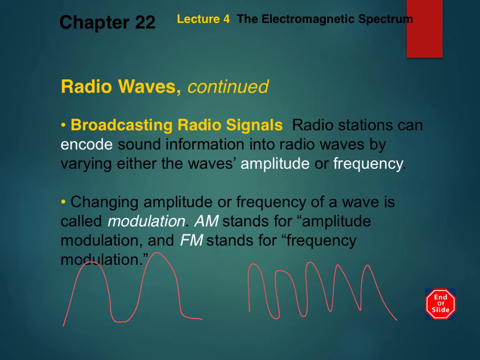So if you think about AM versus FM, AM would have larger or smaller wave amplitude. FM would be more concerned about encoding information, in this case sound information, like music or talk radio, into the frequency of the waves. Each type of radio wave changes or modulates the wave in this way. So you should know AM and FM.